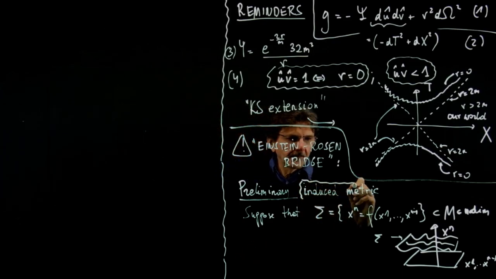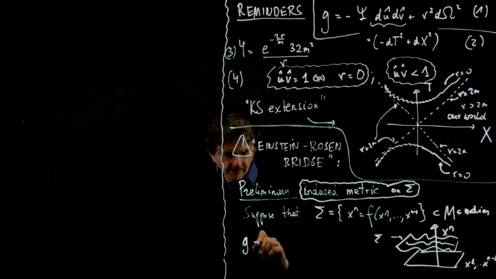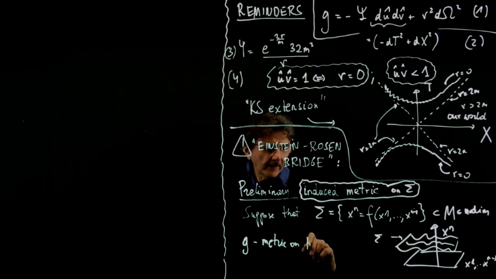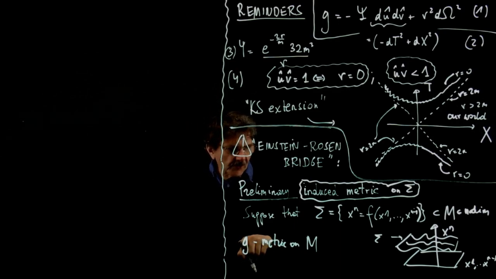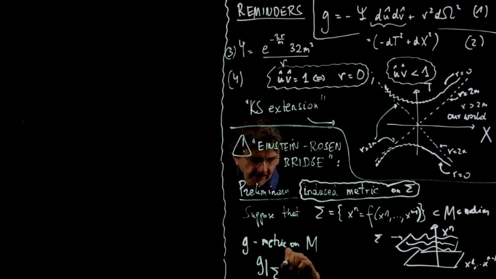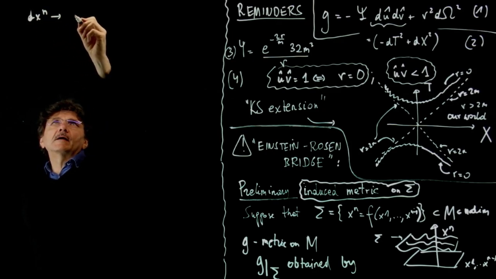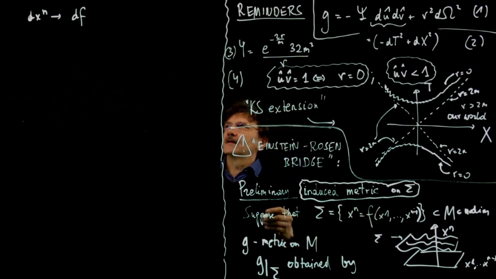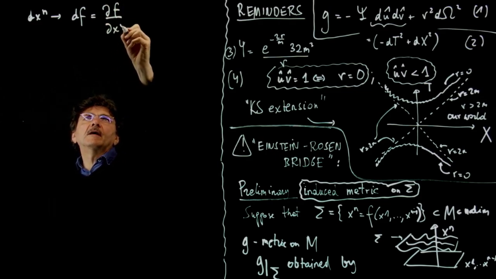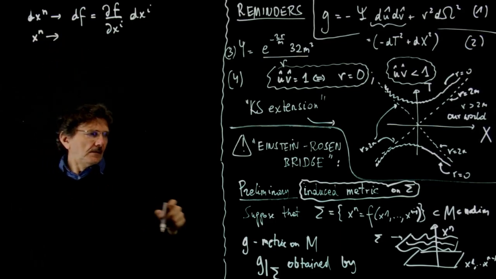And now there is a notion of induced metric on sigma, which goes as follows. Suppose that g is a metric on M, and you want to capture this property of this hypersurface. So g restricted to sigma is obtained by doing two things. First, dx_n is replaced by df. Since x_n is f, then its differential should be df, which is of course the sum of df over dx_i times dx_i over all coordinates. And of course, x_n is replaced by f.